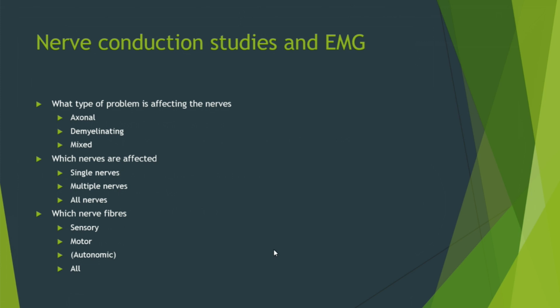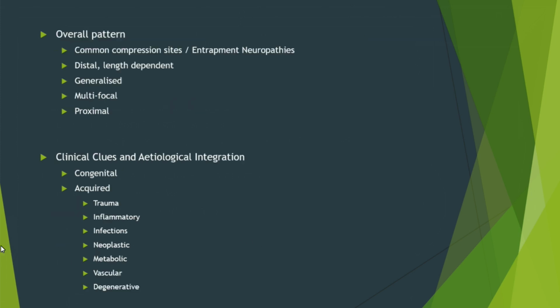So in terms of what we're looking for, we are trying to see the type of problem affecting the nerves. Is it axonal? Is it demyelinating? Is it something which is mixed? Is it something which is affecting a single nerve, multiple nerves, all the nerves? And then we know which nerve fibers are being affected, sensory, motor, possibly autonomic, or all the above. And so we're looking for an overall pattern as to what's going on. Are we looking at just focal compression sites, entrapment neuropathies? Are we looking at distal neuropathies, length-dependent neuropathies, generalized neuropathies, multifocal neuropathies, proximal neuropathies? A whole variety over there, and they can all give you a clue as to what's going on.